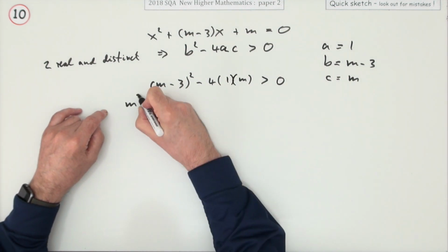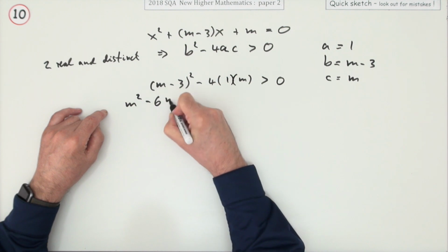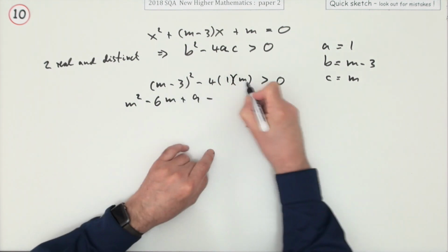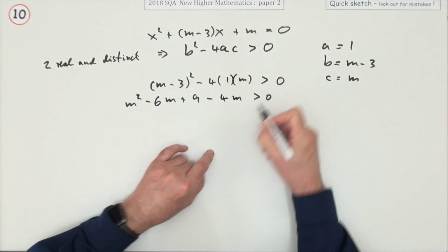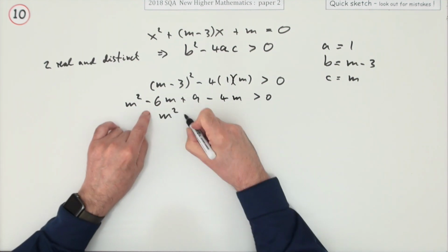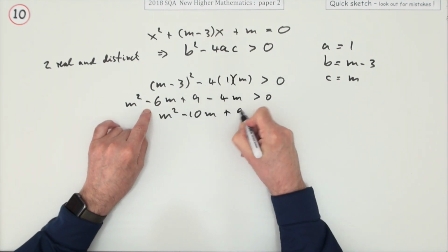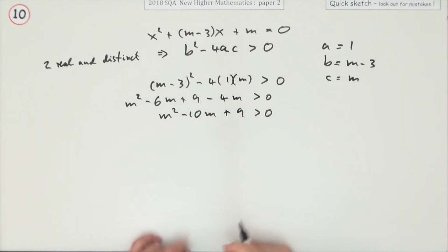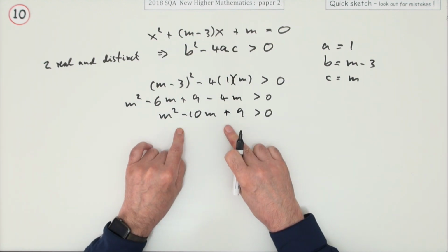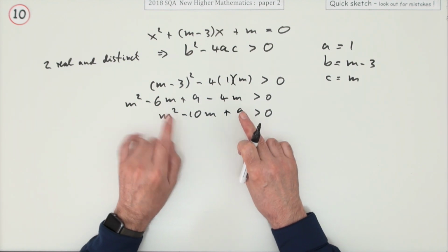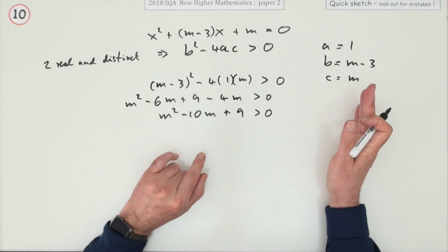Multiply out that square bracket, square the first, twice the product, square the last, and that's just minus 4m is greater than 0. Tidy that up, m squared minus 10m plus 9 is greater than 0. Now it's just a case of factorise that. Factorise it to find out when it is actually equal to 0, then consider the graph to decide which parts you want.